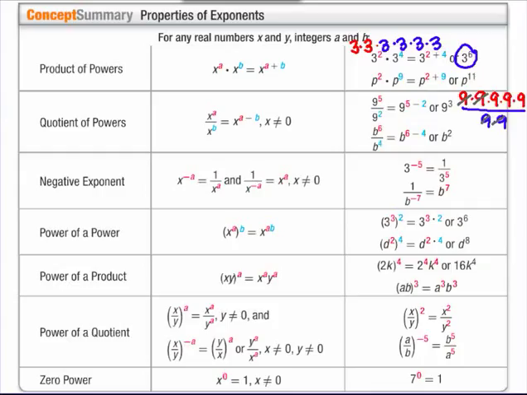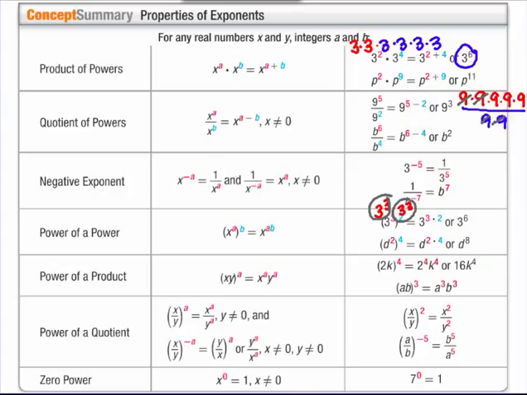3 cubed squared. What that means is that you're going to have 3 cubed times 3 cubed. And then you can use the property from above. Or you could say, this means I have 3 3s, this means I have 3 3s, which means I have a total of 6 3s.